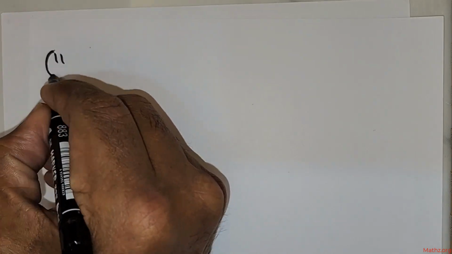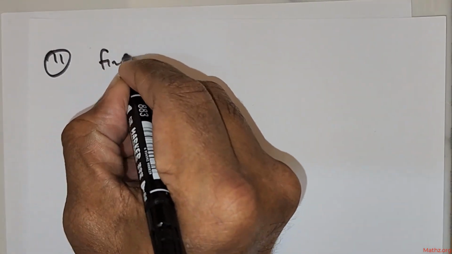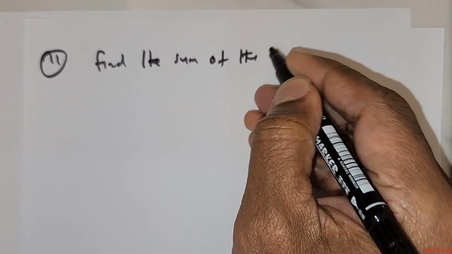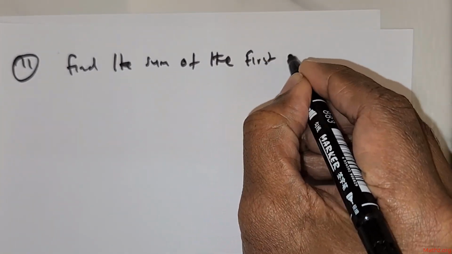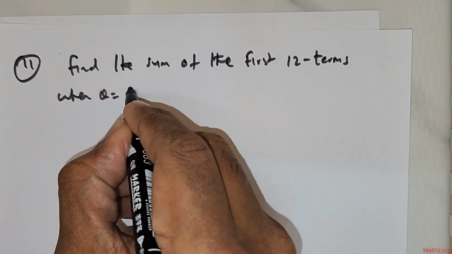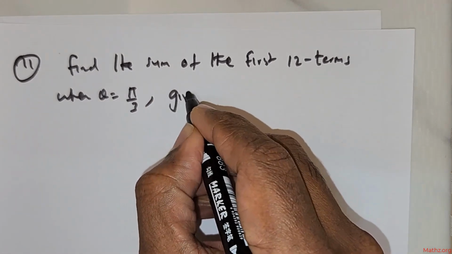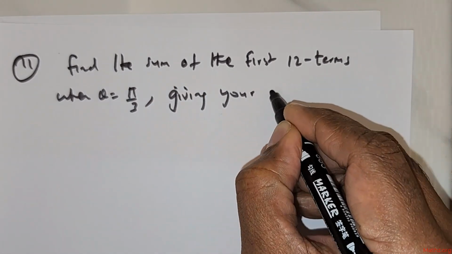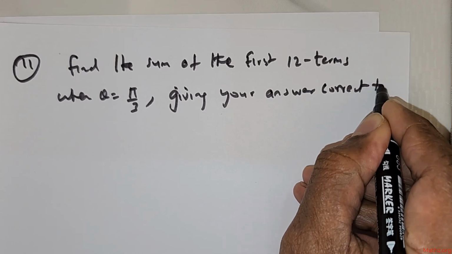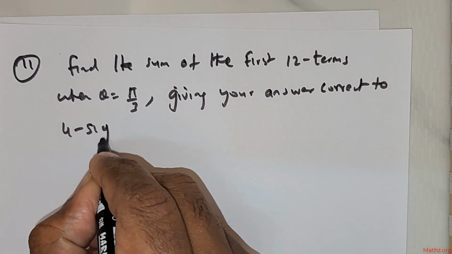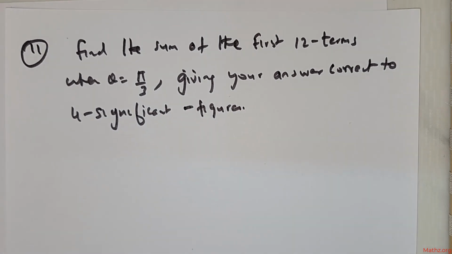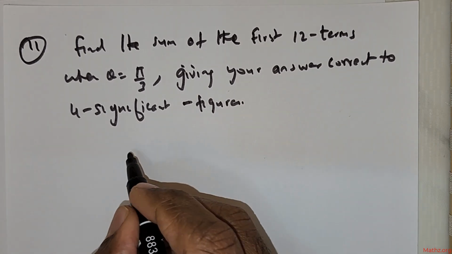Now this is the second part of the question. The question is as follows. Find the sum of the first 12 terms when theta is equal to pi over 3, giving your answer correct to 4 significant figures. Right, so the sum of the first 12 terms.